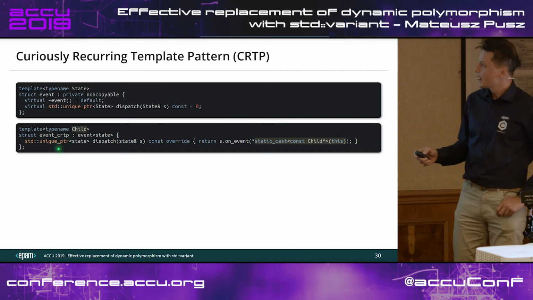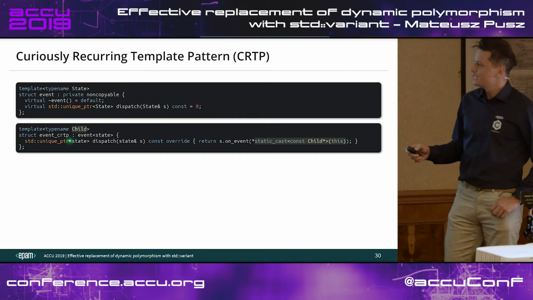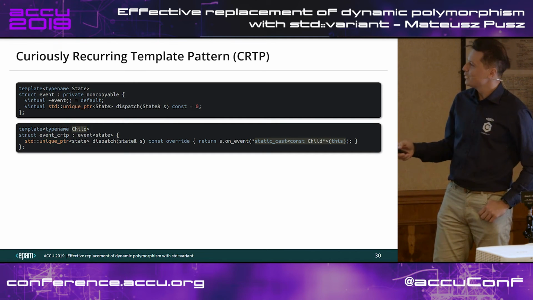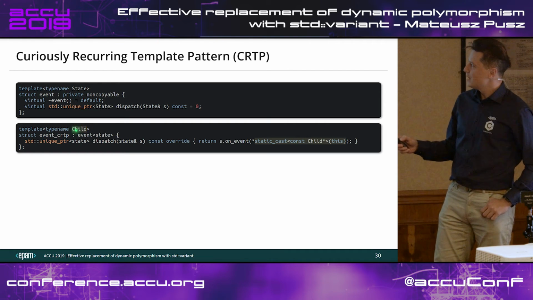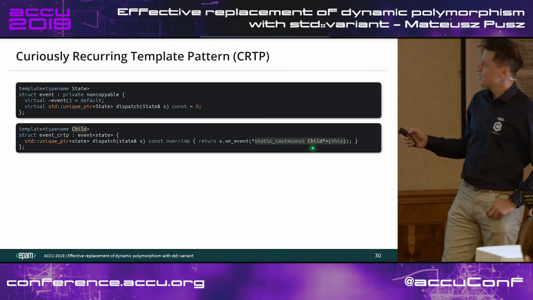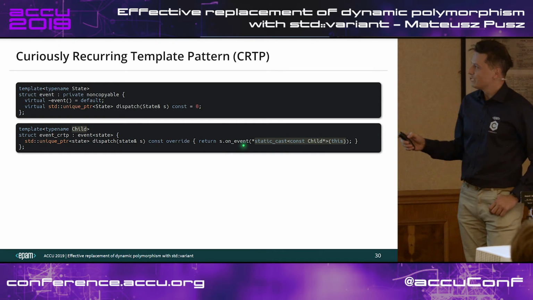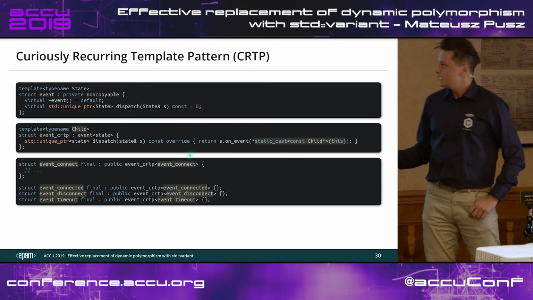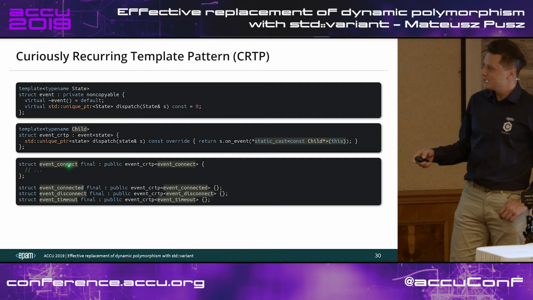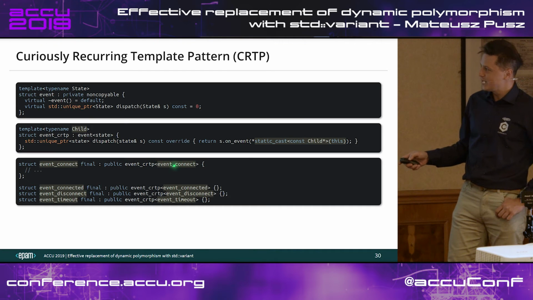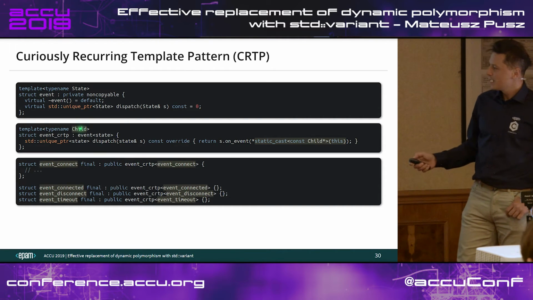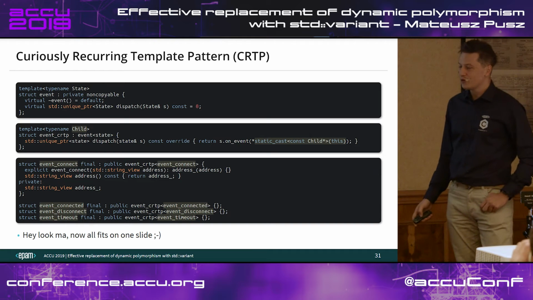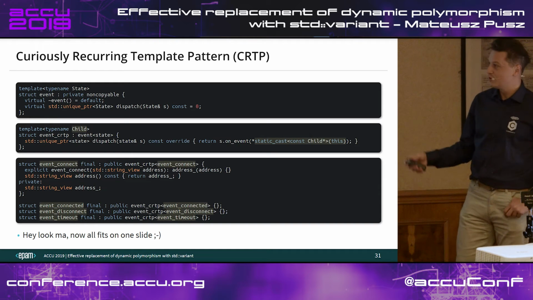curiously recurring template pattern, CRTP. The pattern works in a way that it takes the child class as a template parameter type, and then it casts the current this pointer to the child class, and can run this function once only, in one implementation. So with this, our implementation looks this way: EventConnect is inheriting from EventCRTP, and EventConnect is provided as a type to this class. And in fact, I'm right now able to provide all of the classes on one slide, which was impossible in the previous cases.